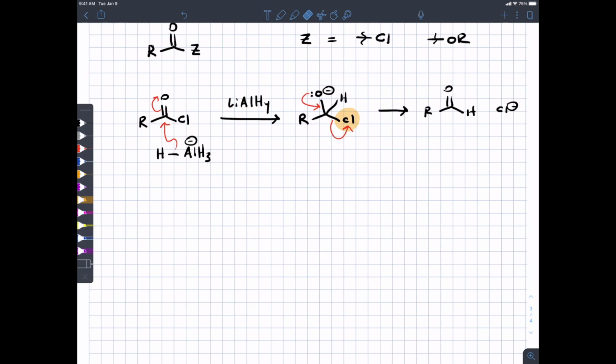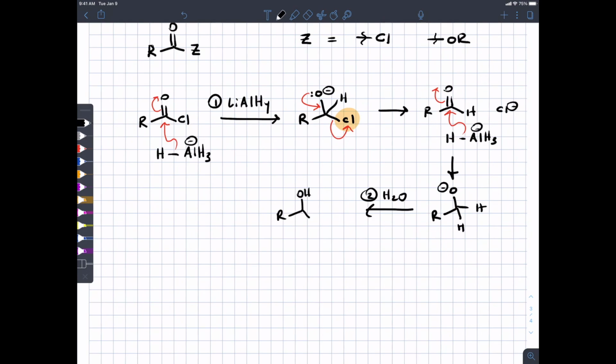Okay? So we've got a conundrum here, because we know that this next step that I'm going to show you is perfectly reasonable for aluminum hydride to deliver another hydride to the aldehyde, and that will make this tetrahedral intermediate, which, if in a second step we added water, we would protonate on the oxygen to get the alcohol.